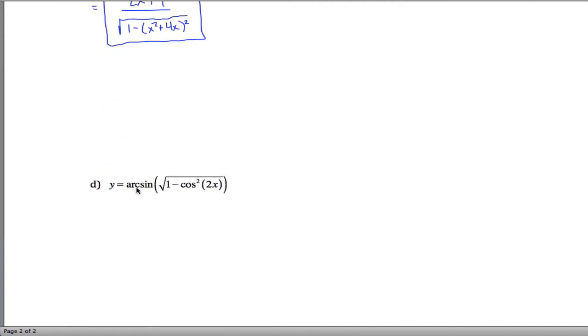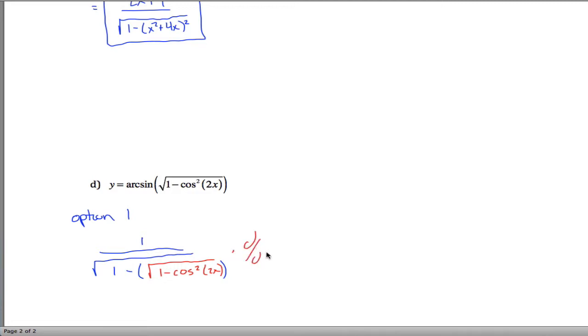Part D, what if it were this mess? A couple options. Option 1 is to do it like we did above. The derivative of arc sine of x is 1 over the square root of 1 minus x squared. But I don't want the derivative of arc sine of x. I want the derivative of arc sine of this mess. So I'll leave all this mess alone, maybe in a different color to really emphasize that what I'm doing is the chain rule here. Square root of 1 minus cosine squared of 2x.